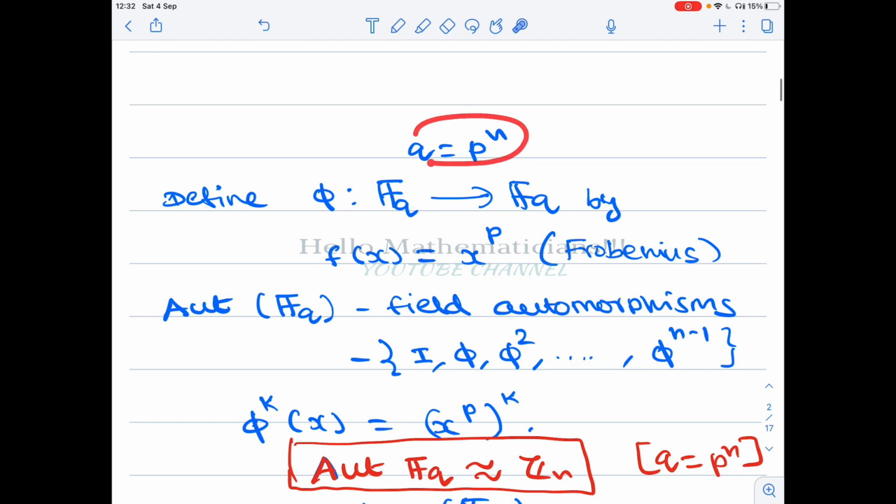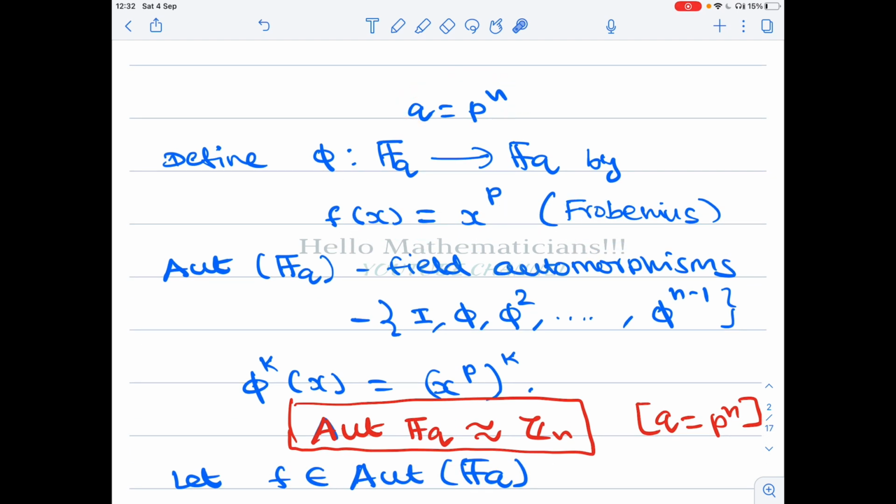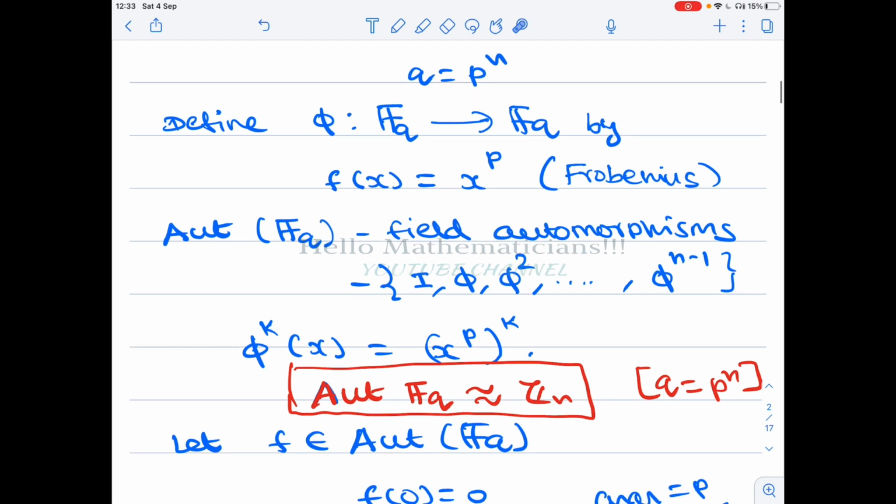So take Q to be p power n, and first I define an automorphism called the Frobenius automorphism. Phi from FQ to FQ defined by phi of x equal to x power p, where p is this prime number. Then you can verify that this is indeed a field automorphism from the field FQ to FQ. And not just that, this is one automorphism, but the automorphism group of the field FQ is generated by this automorphism.